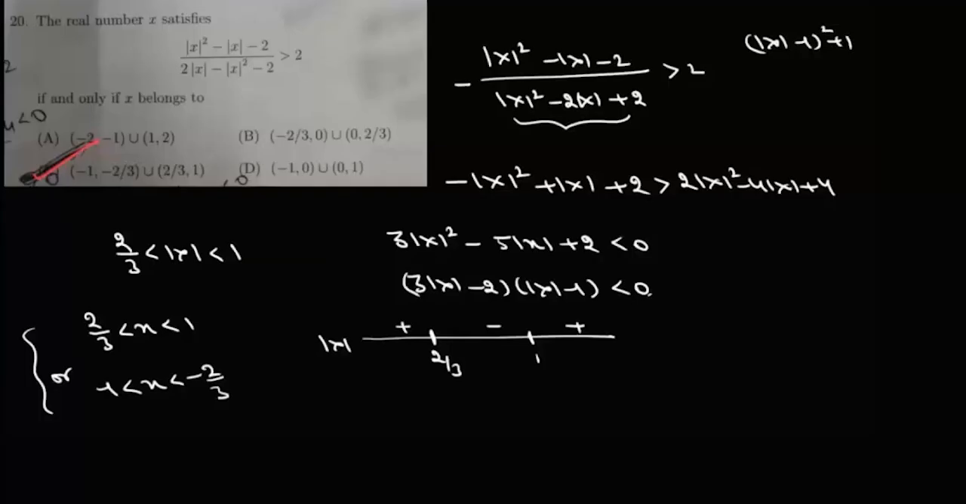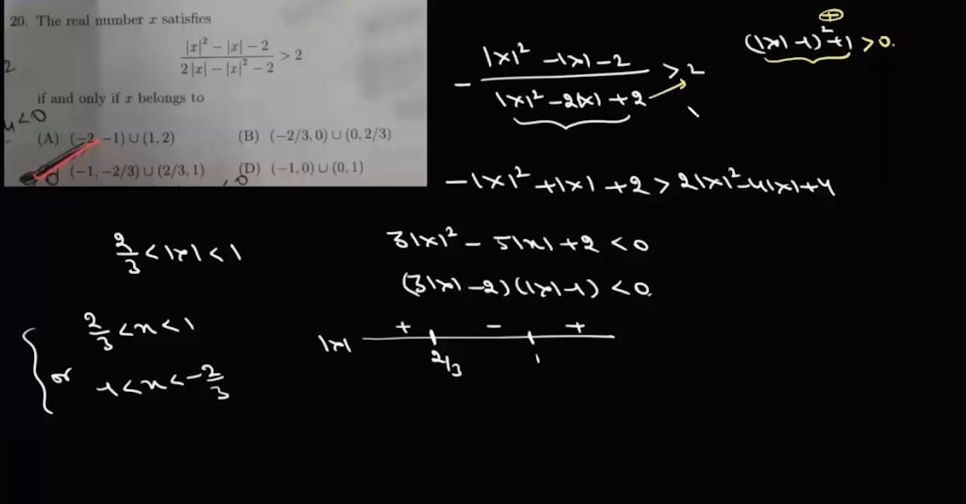Now question number 20, it's a simple question. We need to solve this inequality in mod of x. Now if we look at the denominator, this is mod x squared plus 2 mod x plus 2, which is mod of x minus 1 whole squared plus 1. That means it is always positive. Its sign does not change. And when the sign does not change, we can simply cross multiply it.